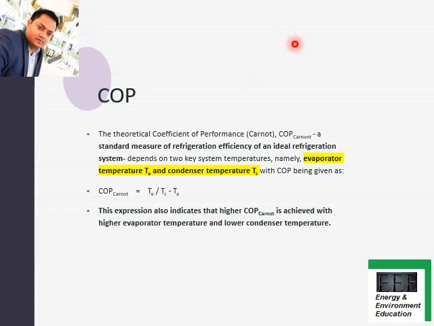Again comes another formula which is very important, and also a terminology which is very important for you to remember: the COP, the coefficient of performance. This is a very important formula. COP Carnot equals Te divided by (Tc minus Te), where Te is the evaporator temperature and Tc is the condenser temperature. They may ask you to find the COP and also define COP. So these two things you must understand and remember, friends.